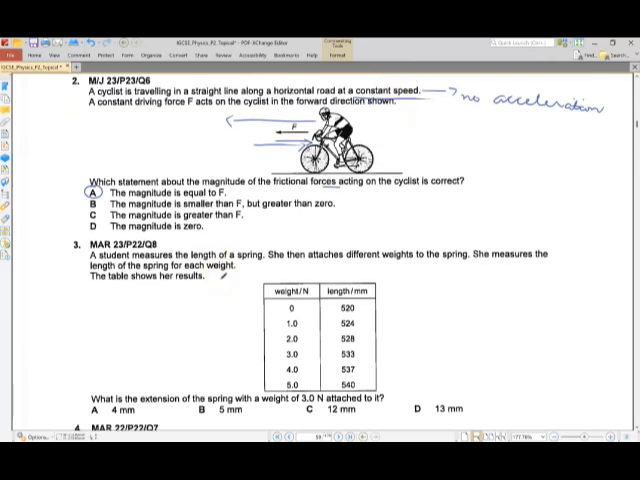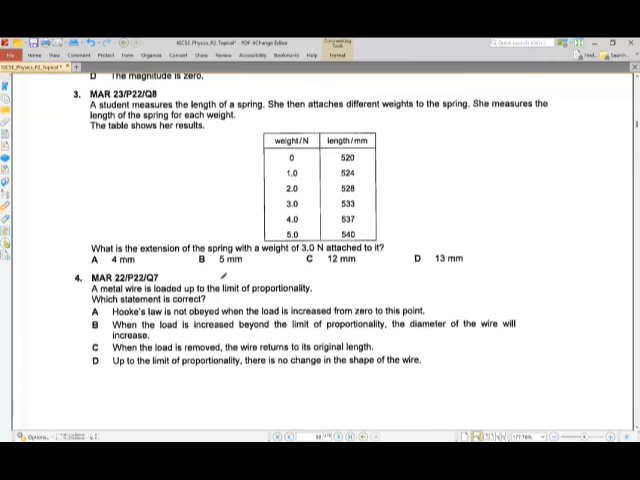Question number 3. A student measures the length of a spring. She then attaches weights to the spring. She measures the length of the spring for each weight. The table shows her results. What is the extension of the spring with a weight of 3 Newton attached to it?